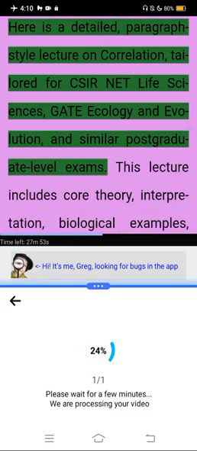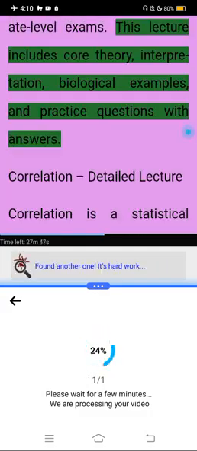Here's a detailed paragraph-style lecture on correlation, tailored for CSIR NET Life Sciences, GATE Ecology and Evolution, and similar postgraduate level exams. This lecture includes core theory, interpretation, biological examples, and practice questions with answers.